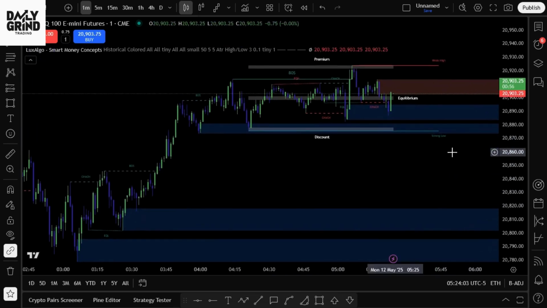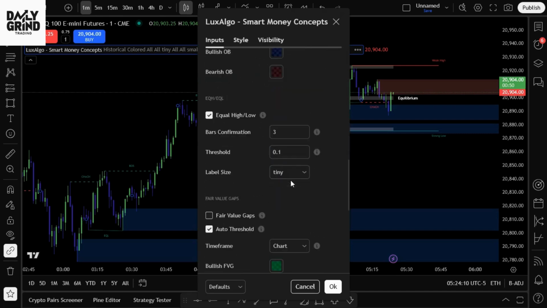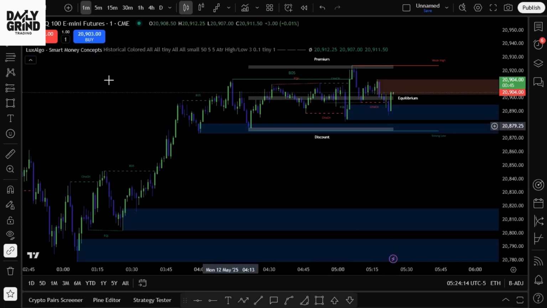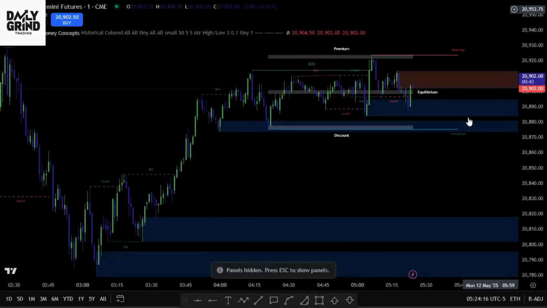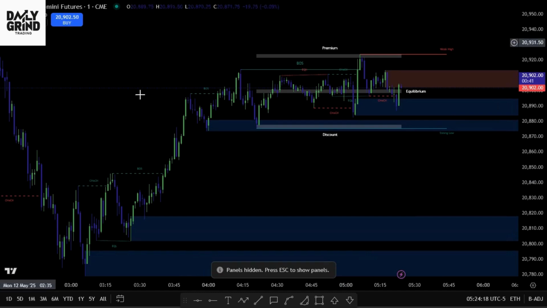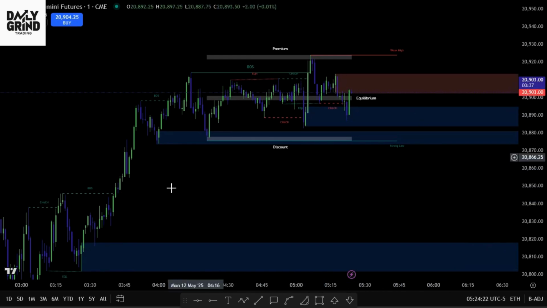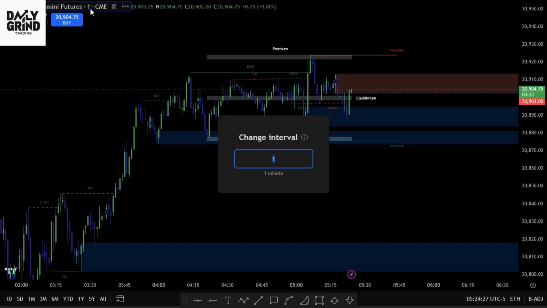That's going to give me these levels. That's going to give me my zones on a 1 minute chart. I'm going to switch over to the 15 minute.